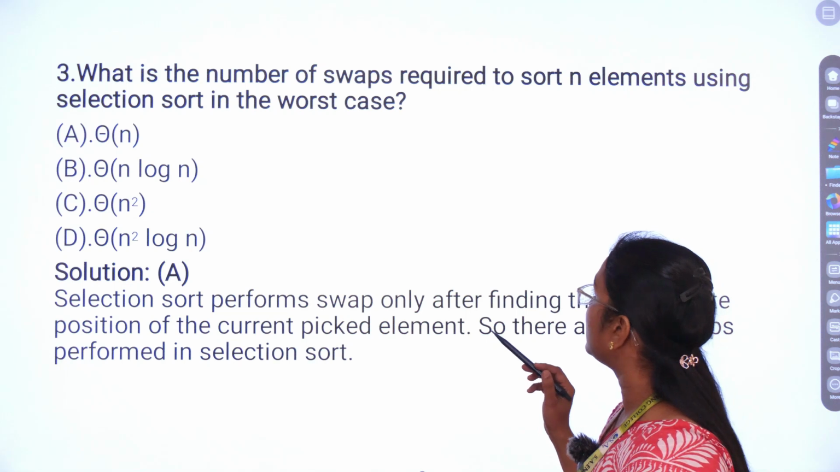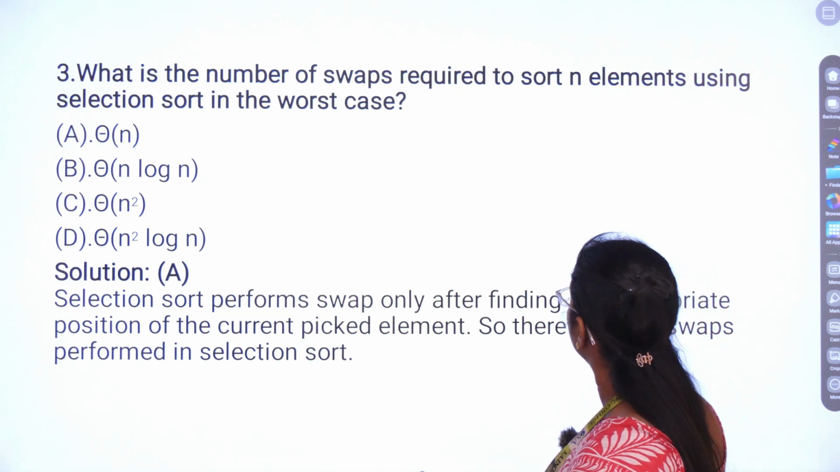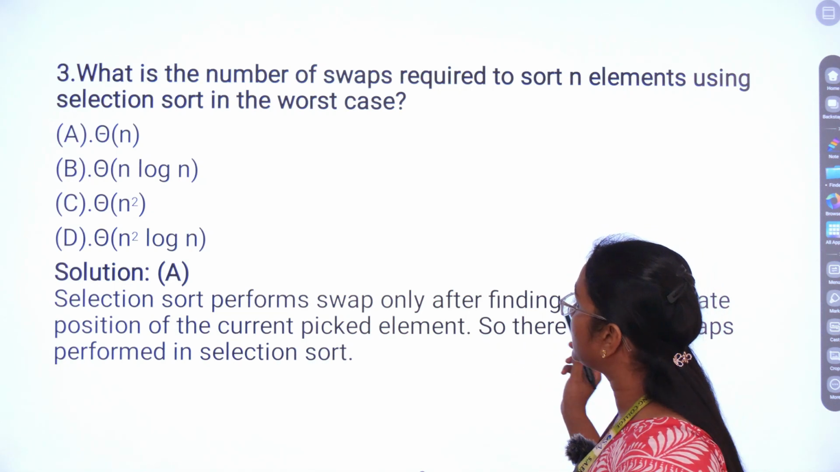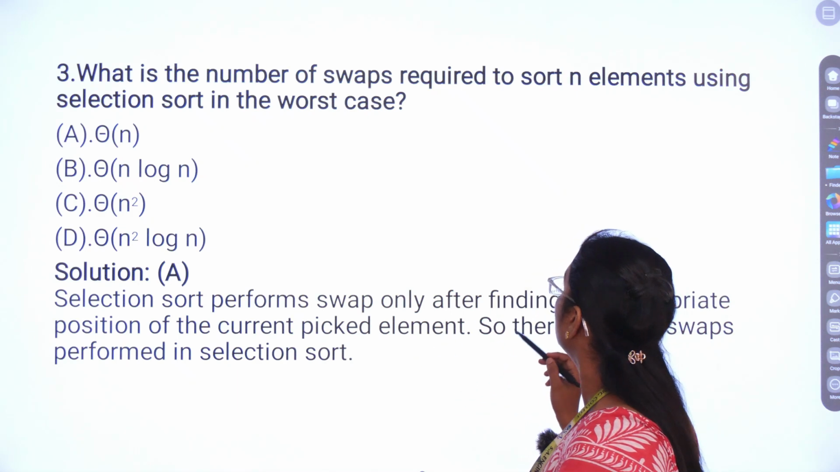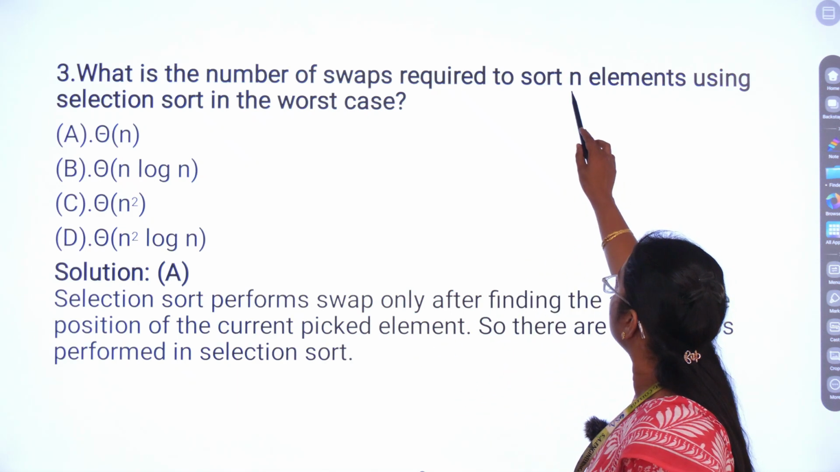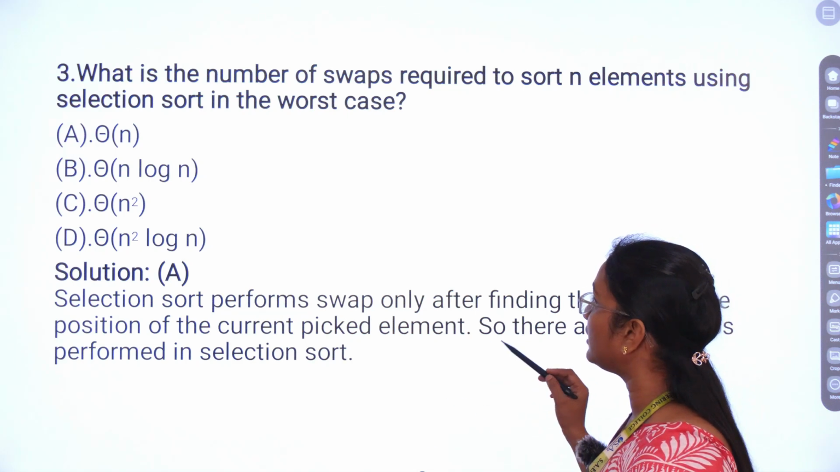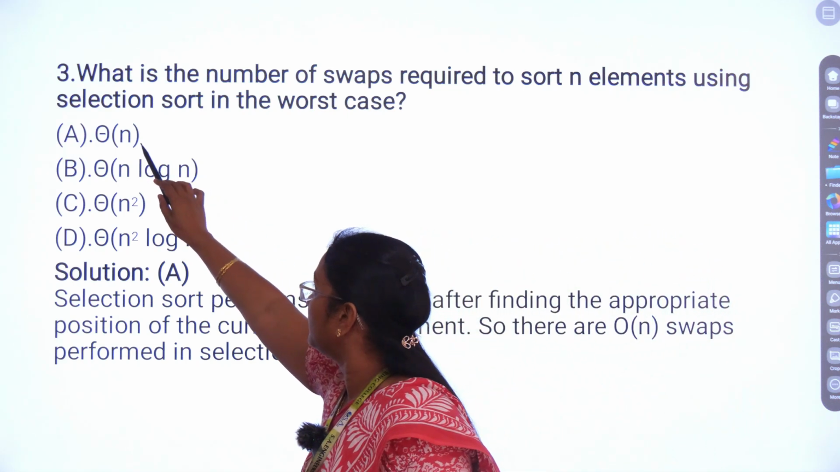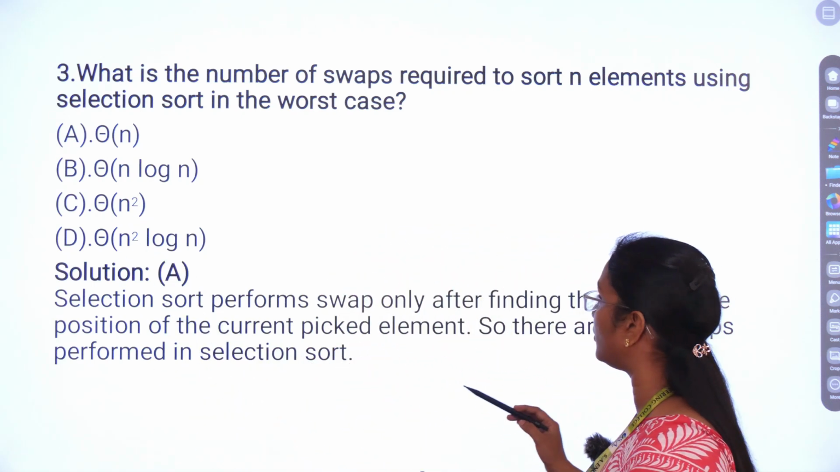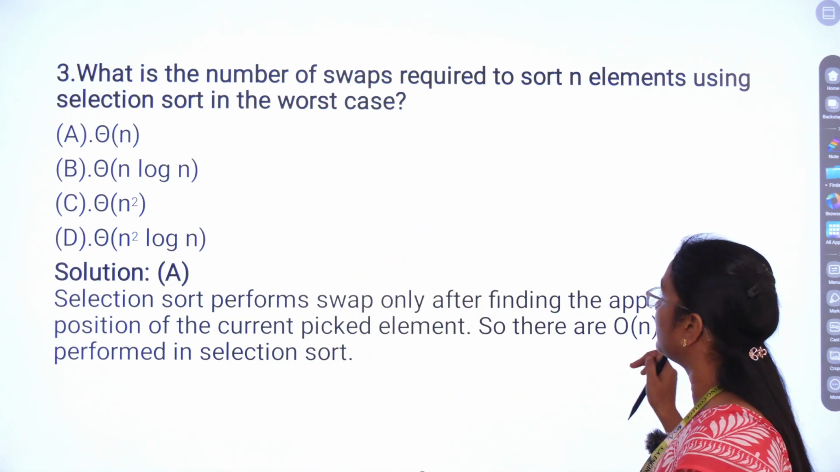Next, what is the number of swaps required to sort n elements using selection sort in the worst case? I already said before, n is the number of integers in an array. So it follows an order of n. In worst case it follows an order of n.